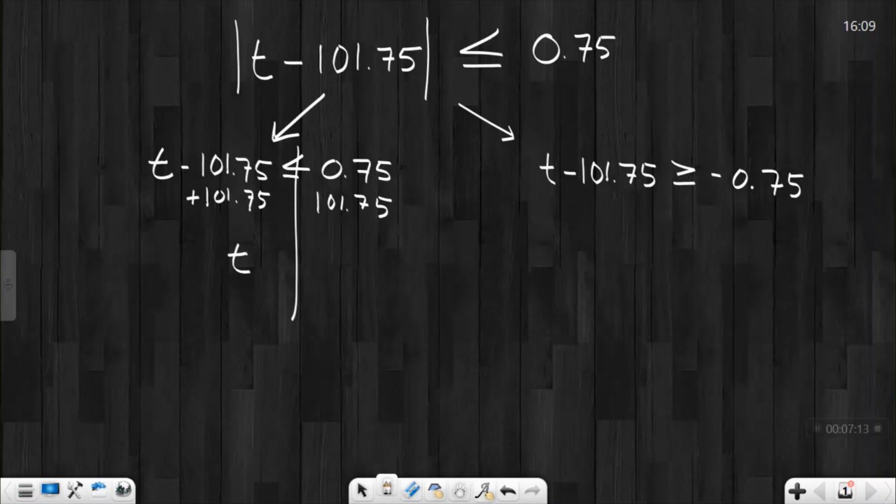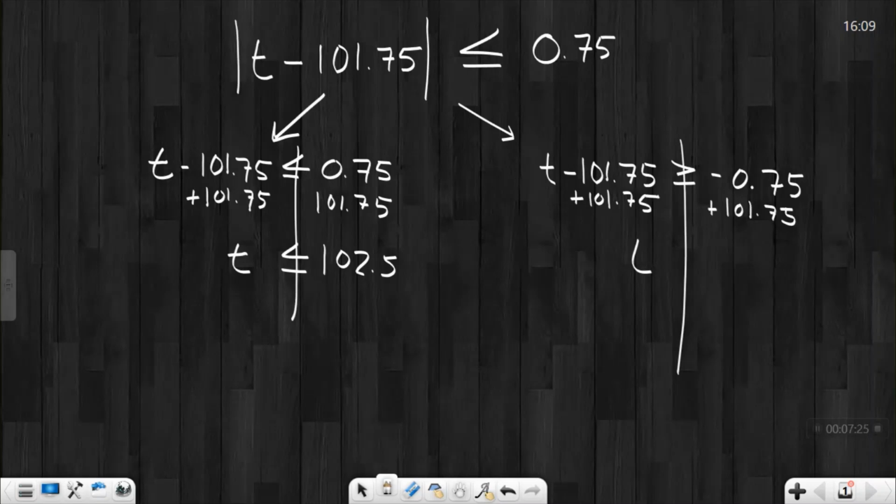All right, and I find that T is less than or equal to 102.5. All right, and on this side, I can add 101.75 as well. And I find that T is greater than or equal to 101. And so we get our range here, and we notice actually T is greater than this 101. That means this here is my minimum. All right, and T is less than 102.5. That means this here is my maximum.